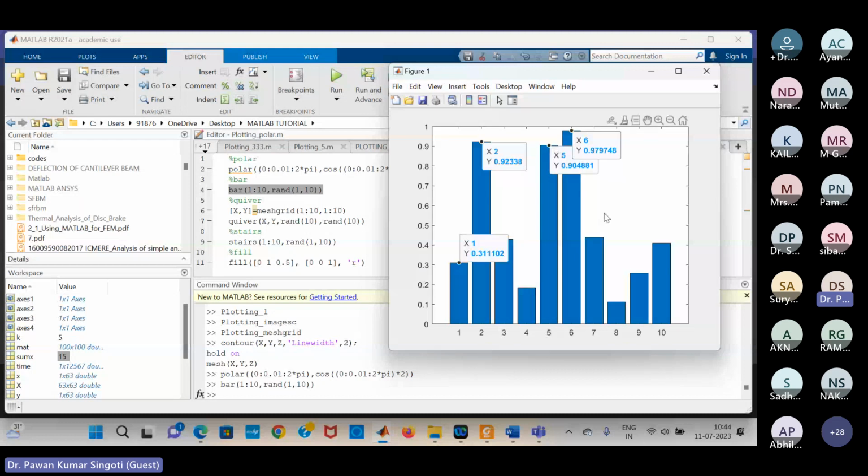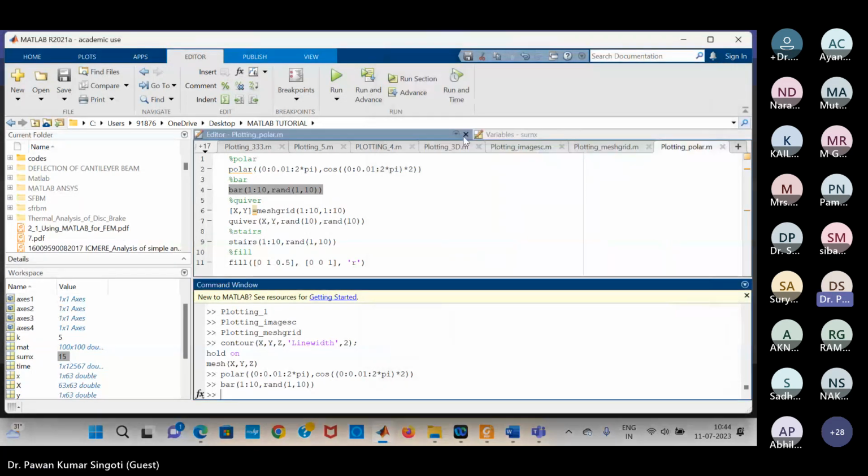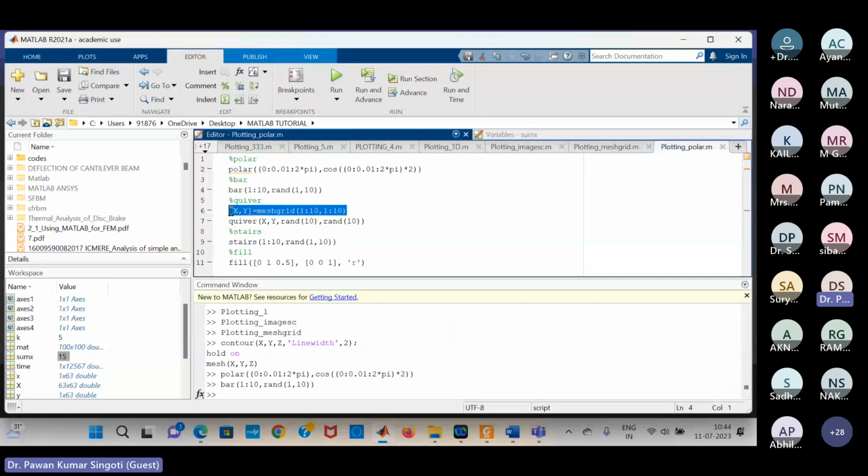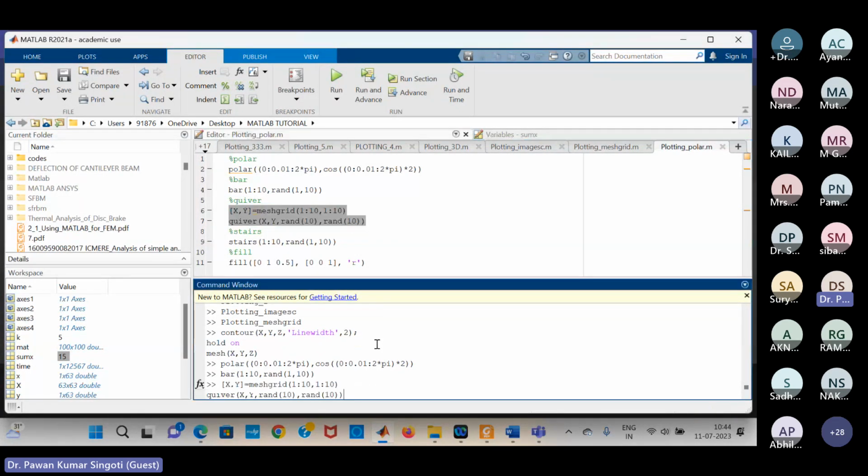Then quiver. For this purpose we just require a meshgrid. So we just created the meshgrid of 1 to 10 in x and y, and saved it, and just type quiver.